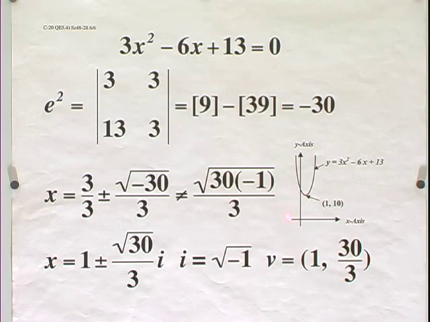And then it does not cross the x-axis. That's what we mean by complex numbers. When we get the square root of a negative number, it just means that the parabola will plot above the x-axis and it doesn't cross, except the roots are imaginary complex numbers, 1 plus or minus square root of 30 over 3 times i. Again, I just did 6 arithmetic operations and I get the roots and the vertex.